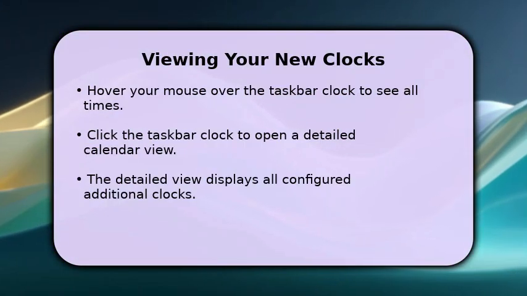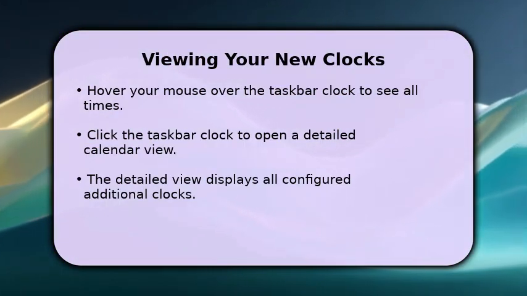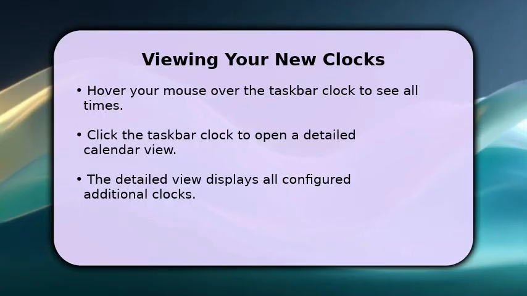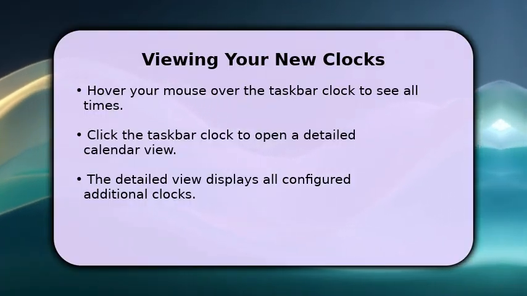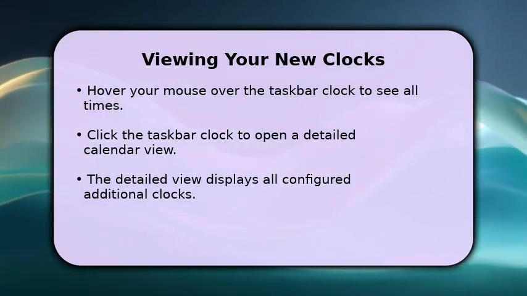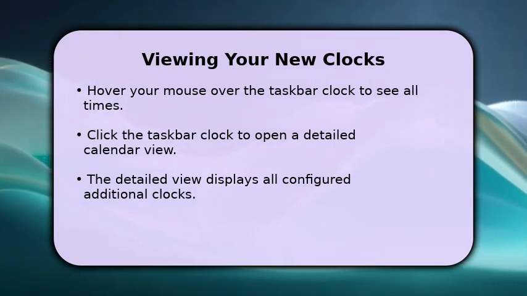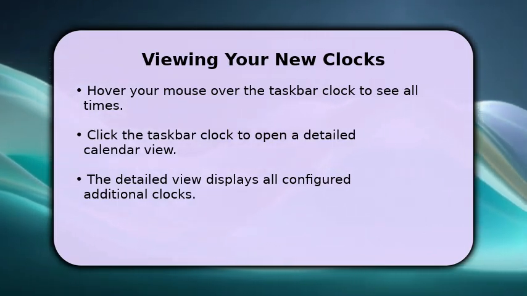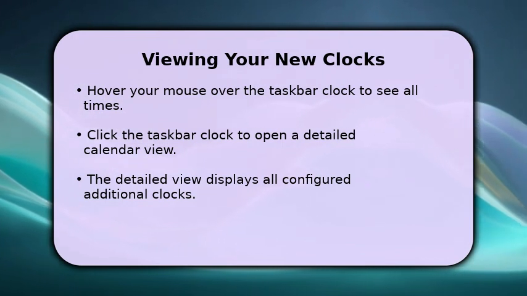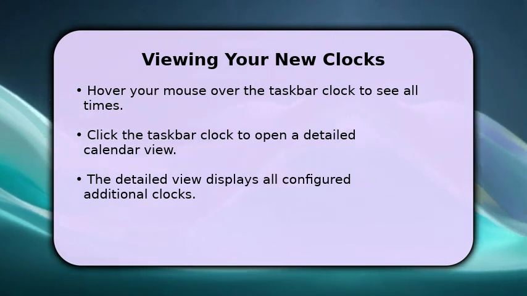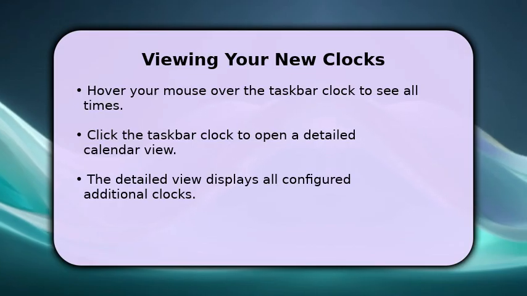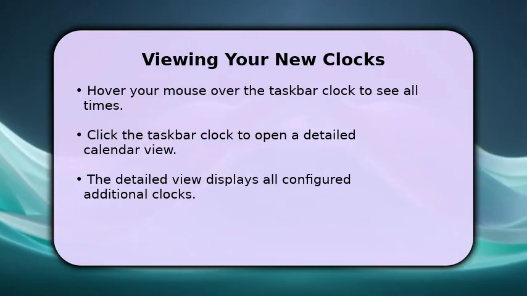Once you have configured your additional clocks, viewing them is straightforward. Simply hover your mouse cursor over the clock displayed on your taskbar. A small pop-up will appear, showing your local time along with the times for your 2 newly added time zones. For a more detailed view, click on the taskbar clock. This will open the full calendar and clock interface, where all 3 clocks are clearly displayed side by side for easy reference.